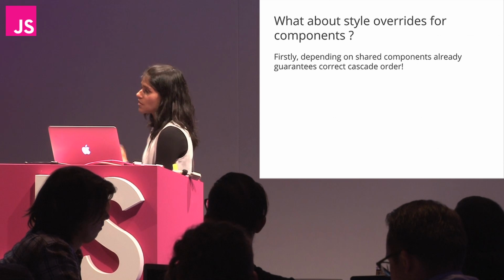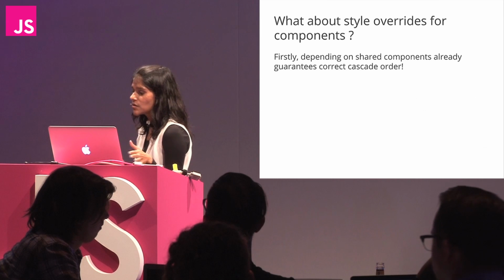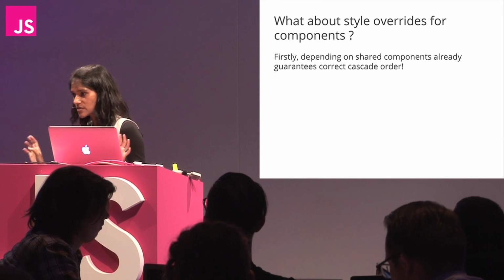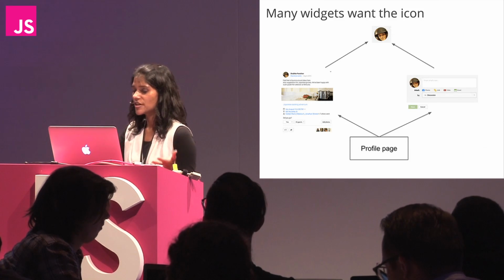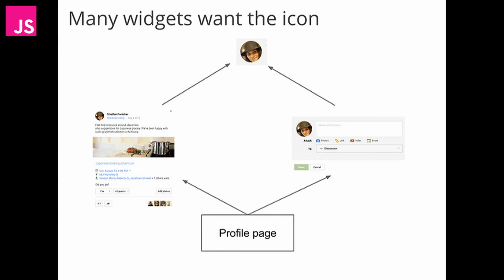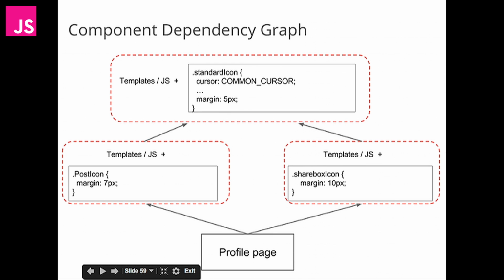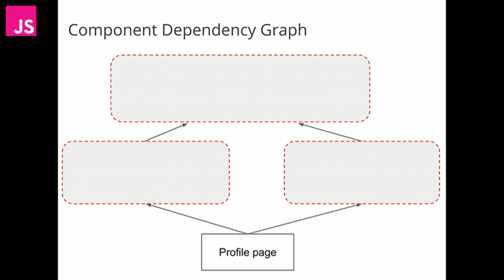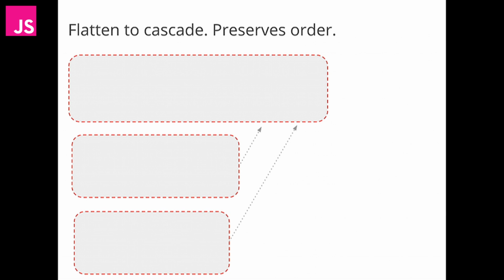So we still haven't looked at how we do overrides in components. The example we just looked at was the case where we have a shared library of styles, and we had some shared button styles. What do we do about shared components? So let's say you have an icon component that's used in multiple contexts. Like many widgets want to use that same icon, but they want to override it and have it look slightly differently in each context. So when we create a component dependency graph, the nodes in the graph will have the bundled template and the JavaScript and the CSS for this. And then later on, we essentially flatten this dependency graph to the cascade, but we preserve order when we do that. So now you can see why the cascade order is correct.